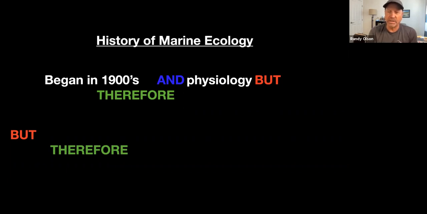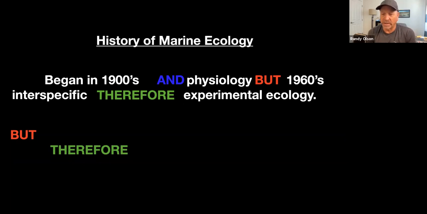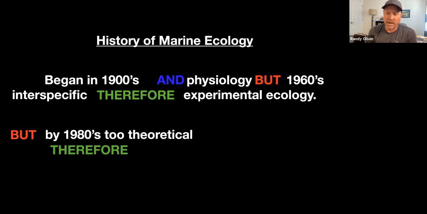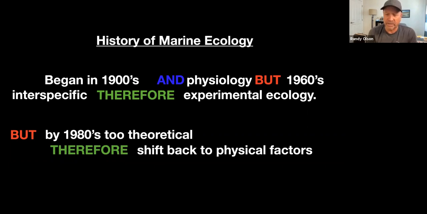the formal study of marine ecology, trying to explain the distribution and abundance of organisms, began in the 1900s. And in the beginning, there was a focus mostly on physiology as the determining factor. But by the 1960s, there began to be this new interest in interspecific interactions, competition, predation, things of that sort, which therefore gave rise to an entirely new way to study ecology, experimental ecology, going out and manipulating ecosystems and environments and populations. But by the 1980s, there was a little bit of a sentiment developing that some of that stuff had gotten a little too carried away in the theoretical direction. Therefore, as a result of that, there's a little bit of a shift back to physical factors.